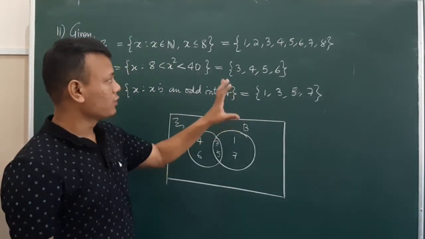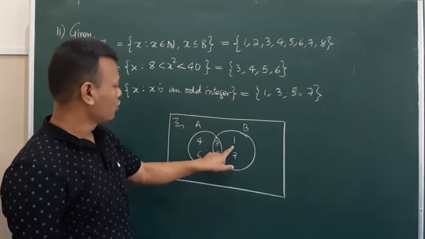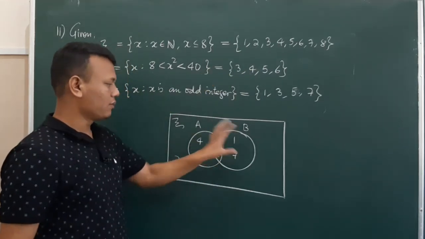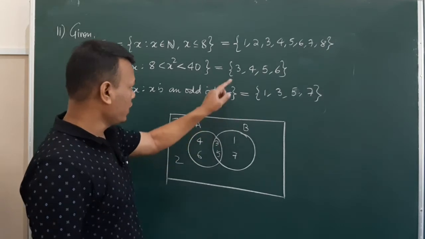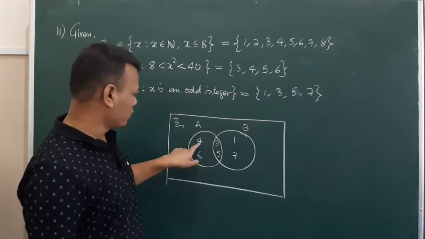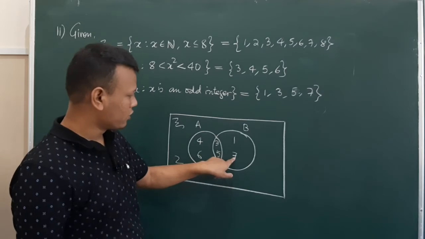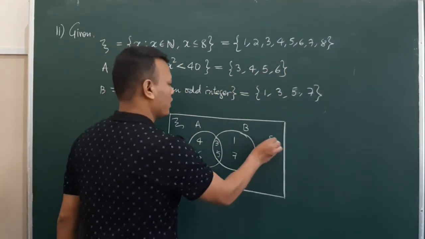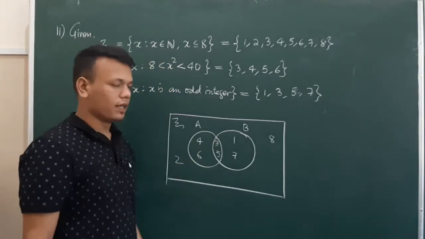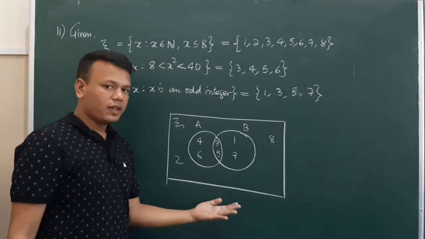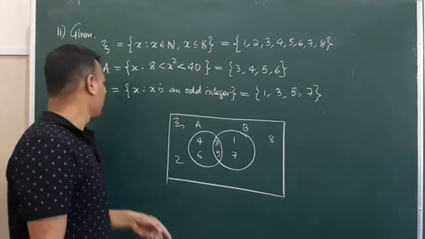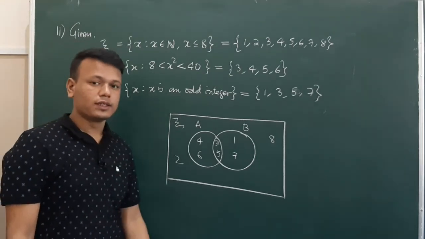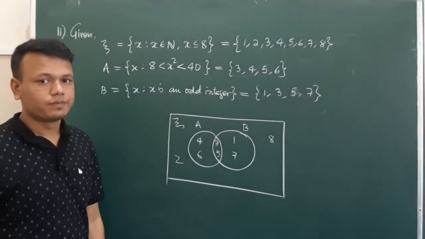Now let's see which elements are not written. 1 is written, 2 is not written, so 2 will be kept outside A and B. We have 3, 4, 5, 6 and 7 already written, and 8 is not written. So 8 will come outside A and B. You can place 8 anywhere outside A and B. So this will be the Venn diagram depicting the relationship between A and B in relation to the universal set. Pause the video and note it down.